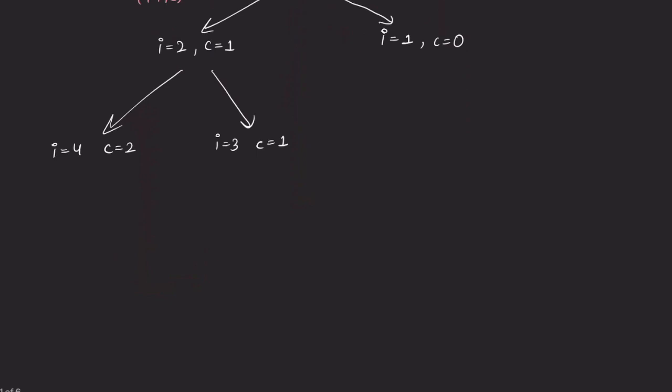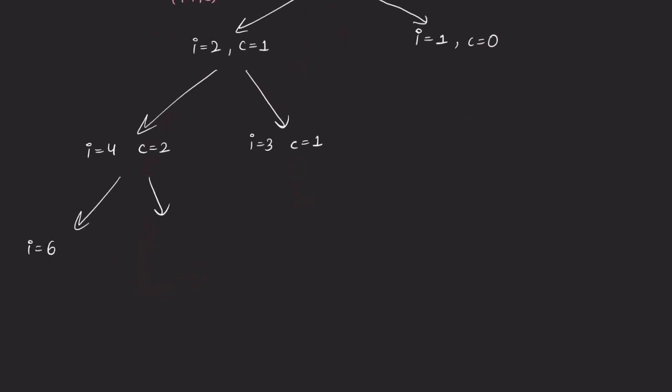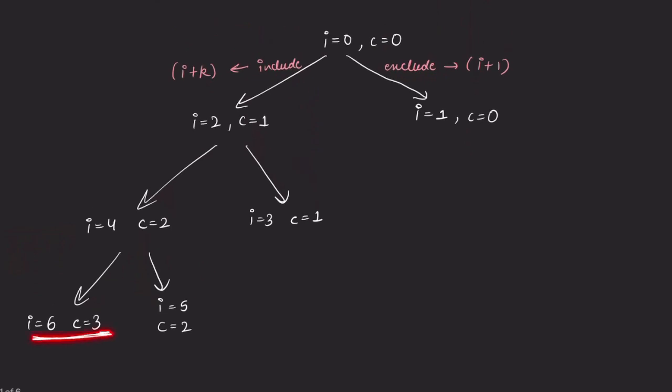Then again, for this, I have two choices. If I take it, then my I will become 6 and my count will become 3. And if I don't take it, I will be equals to 5, count will remain the same, right? Now you will see in this particular case, my count has become 3. Then that means the 3 subarrays that I wanted to consider, they are done. So now I shouldn't go further here. I should go back now.